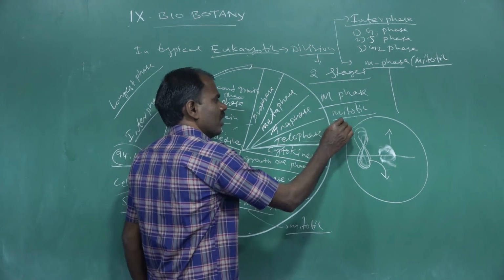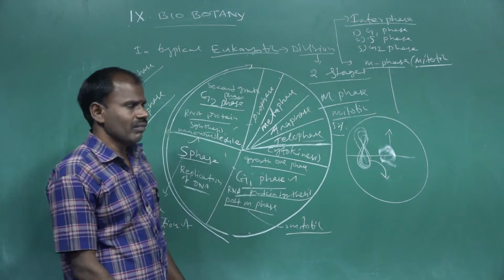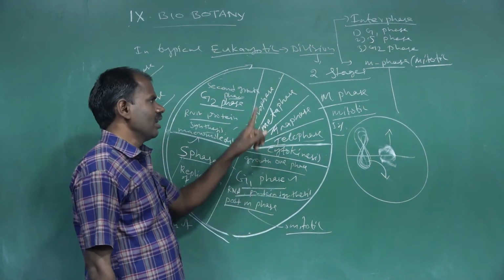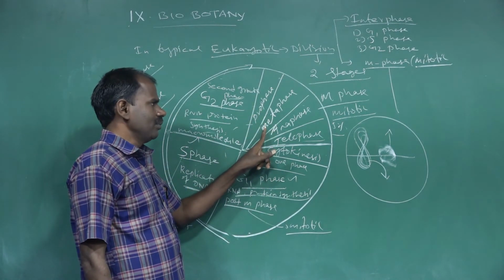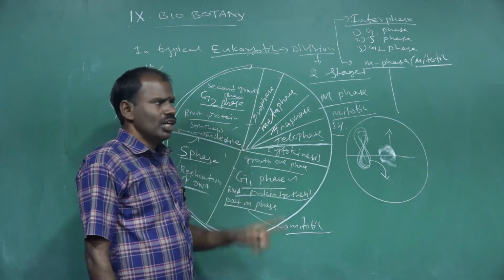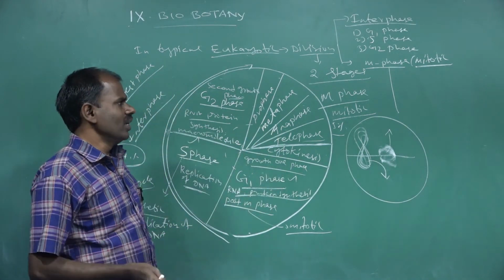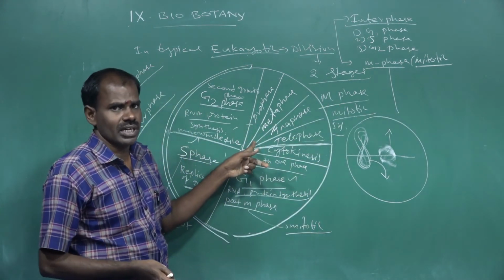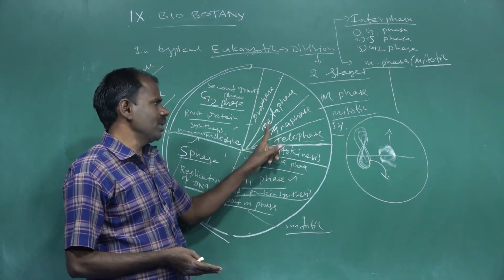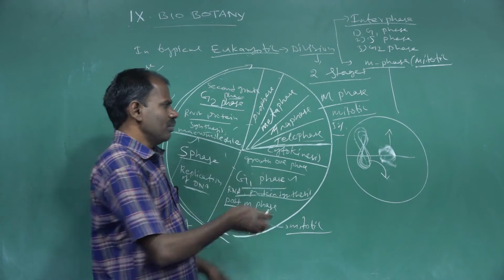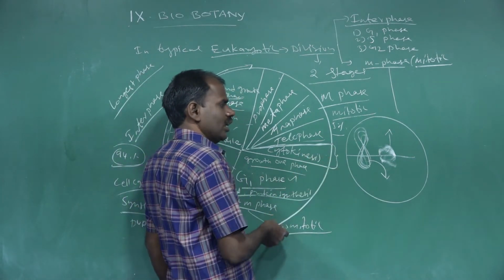The M phase occupies only 5% of the total cell cycle. The first phase is called prophase, the second phase is called metaphase, the third phase is called anaphase, and the fourth phase is called telophase. How many substages occur in the M phase? 4 substages. What are the 4 substages? Prophase, metaphase, anaphase, and telophase. After completion of telophase, cytokinesis occurs.